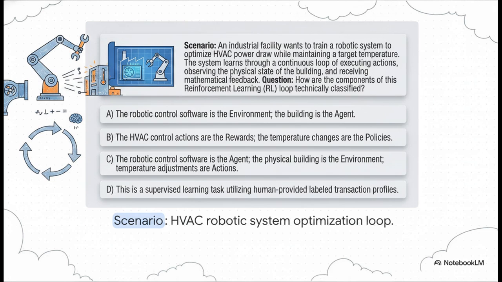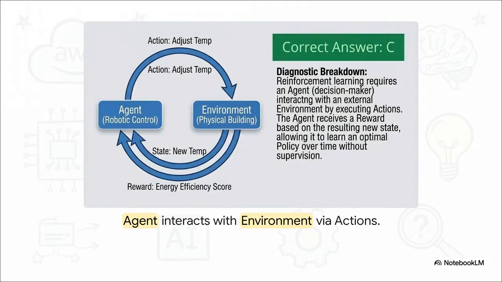Look really closely at options A through D. Which one correctly maps the agent, the environment, and the actions? The right answer is C. Reinforcement learning is all about a continuous feedback loop. The agent is our decision maker. That's the robotic control software. It interacts with the external environment, which is the physical building, by executing actions like adjusting the temperature. The agent then receives a reward, allowing it to autonomously learn the most efficient policy over time.